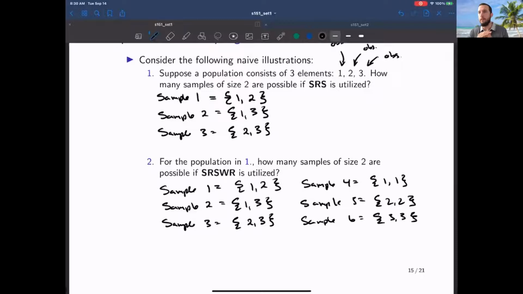What would the point of SRSWR be? Sometimes the populations you're working with are really small. You still want to be able to make statements about the characteristics of the population. So in that situation, you can sample with replacement to make statements about those characteristics. There are applications.